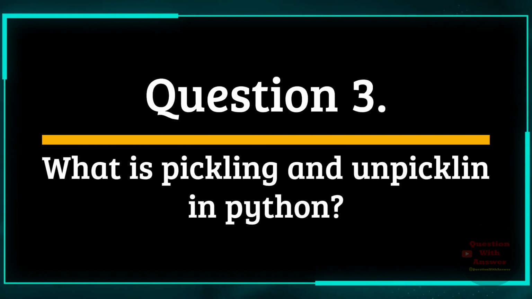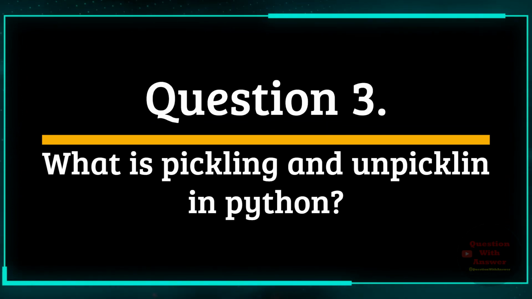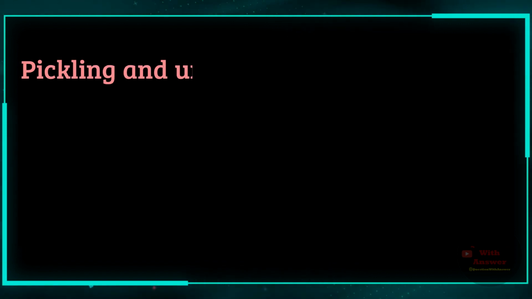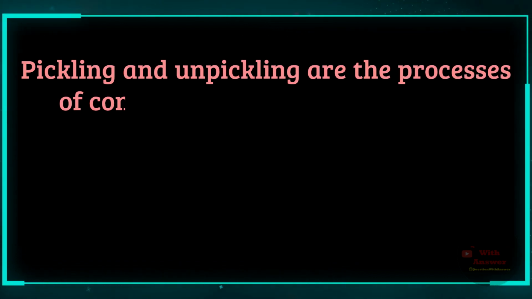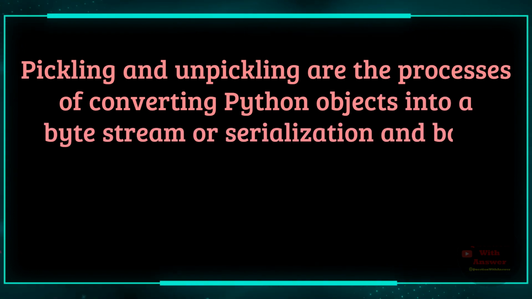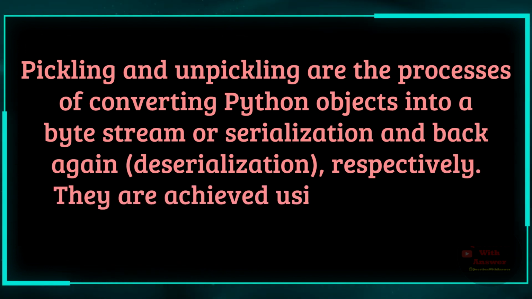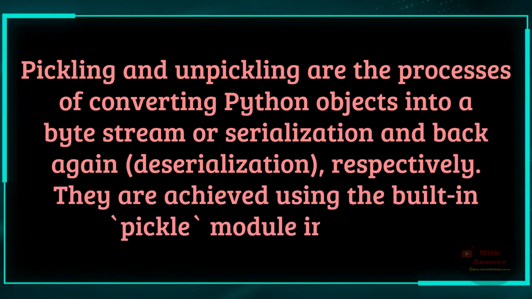Question 3. What is pickling and unpickling in Python? Answer. Pickling and unpickling are the processes of converting Python objects into a byte stream, or serialization, and back again, deserialization, respectively. They are achieved using the built-in pickle module in Python.